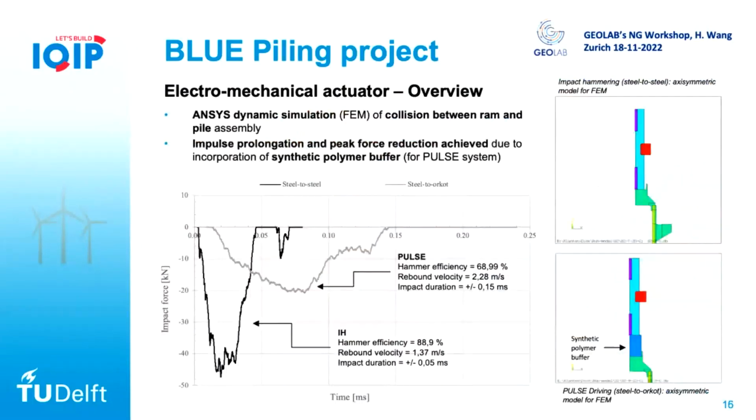Sorry. Yeah, here you can see the numerical simulation results. We're using two different ideas. After you have a small buffer, the energy is almost comparable, but the interaction between the ram mass and anvil is much longer. So you have less bouncing back, and it will improve the penetration.